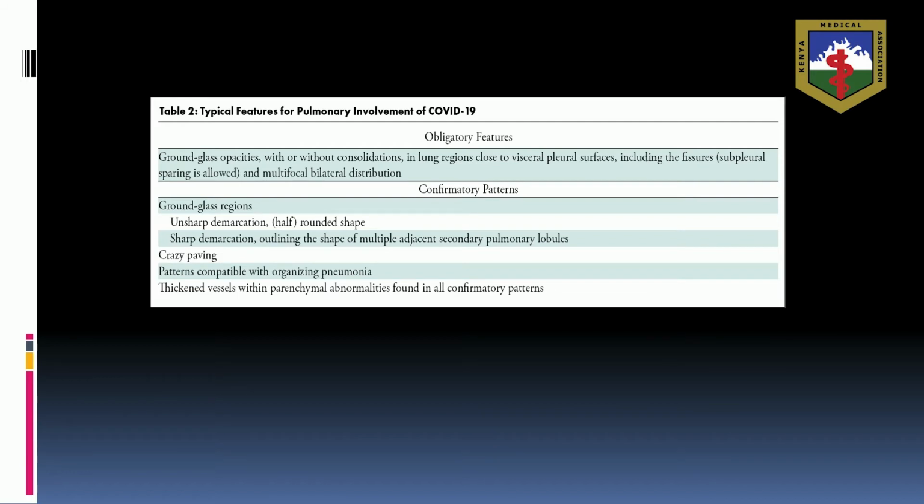So including the features, you have ground glass regions. Confirmatory patterns are ground glass regions, sharp demarcation outlining the shape of the multiple adjacent secondary pulmonary lobules. One typical characteristic is the subpleural location of the ground glass opacification. And then thickened vessels, as mentioned before, within the parenchymal abnormalities. As we've mentioned, pleural effusions are rare.